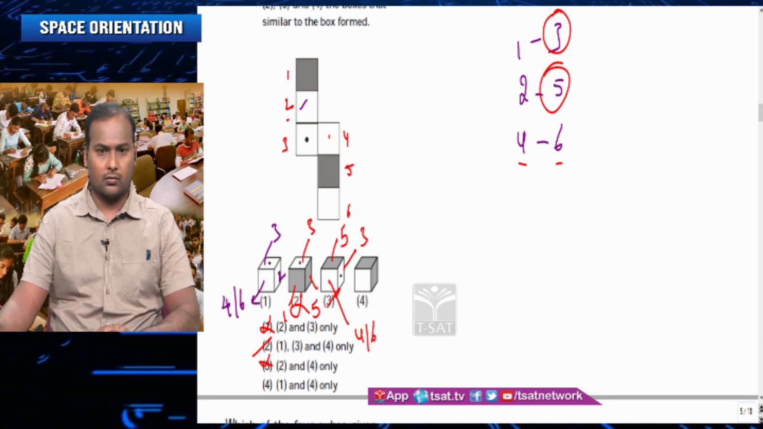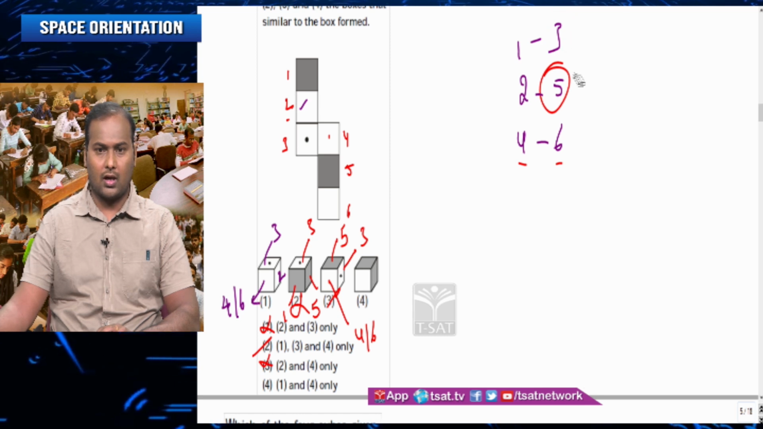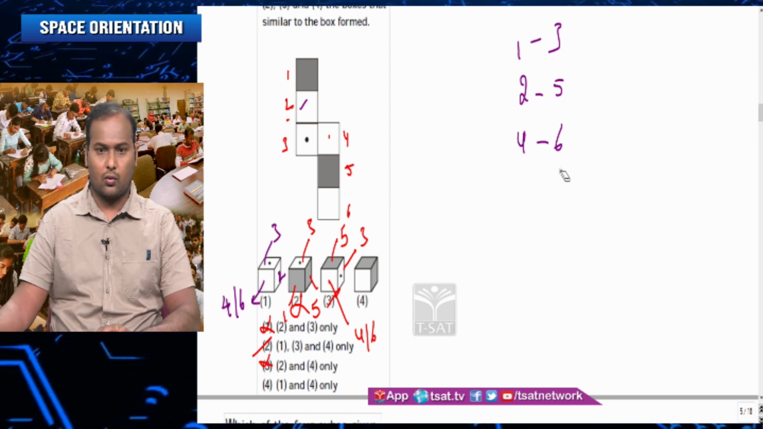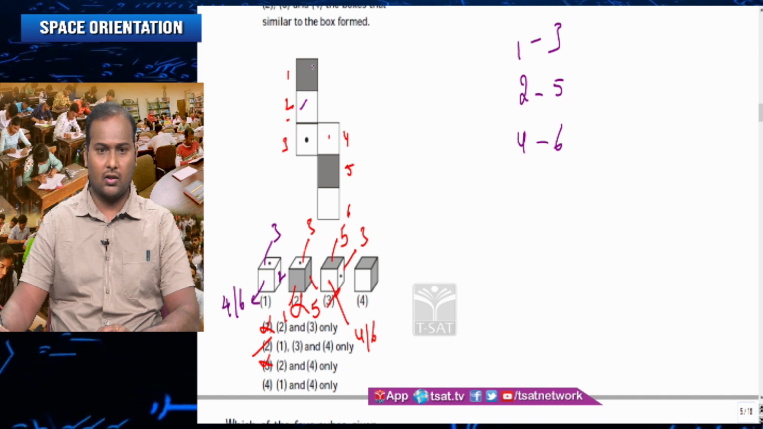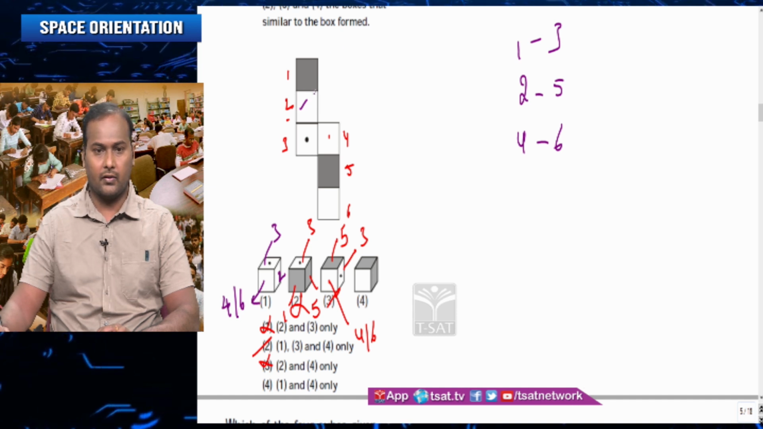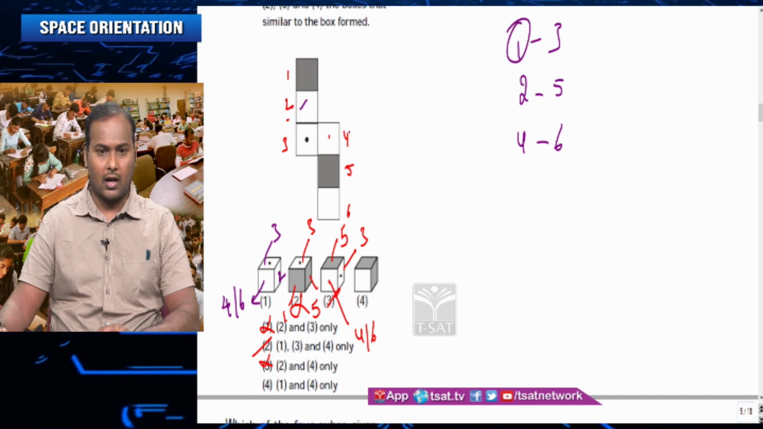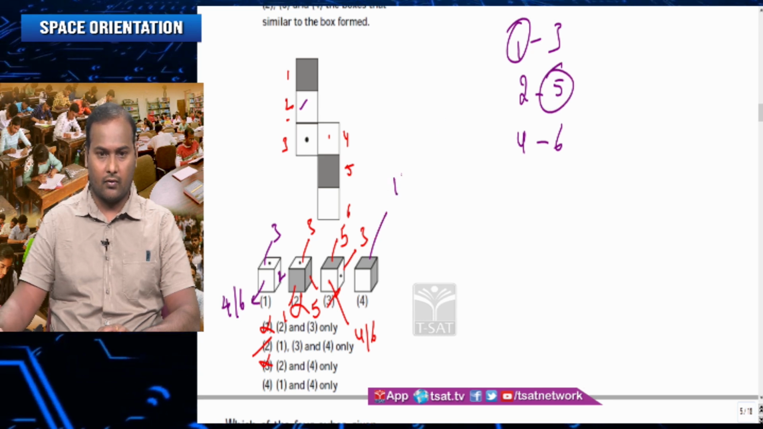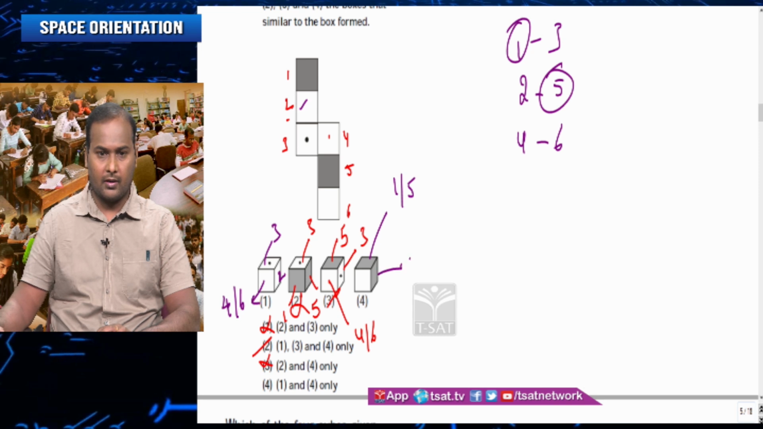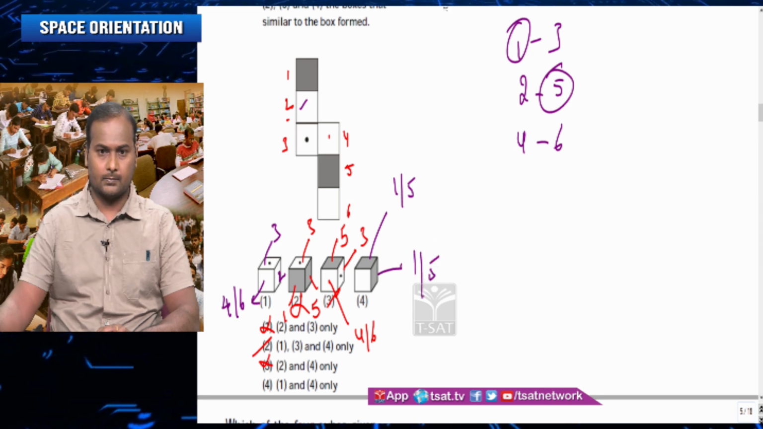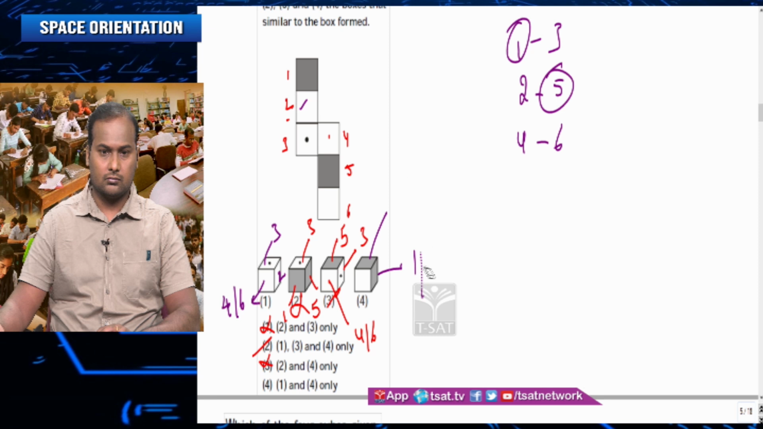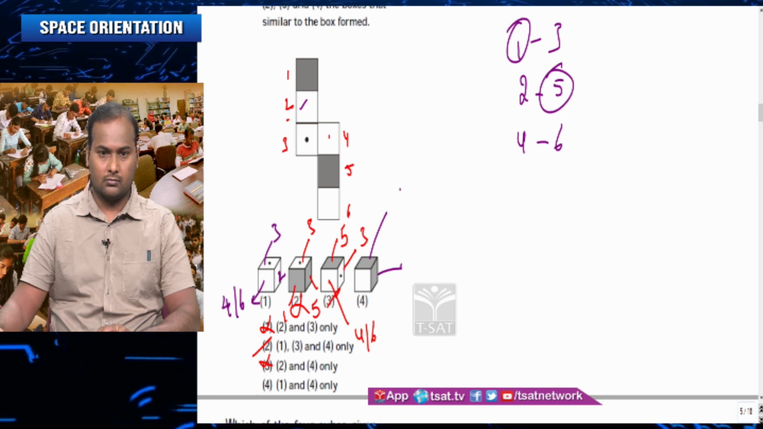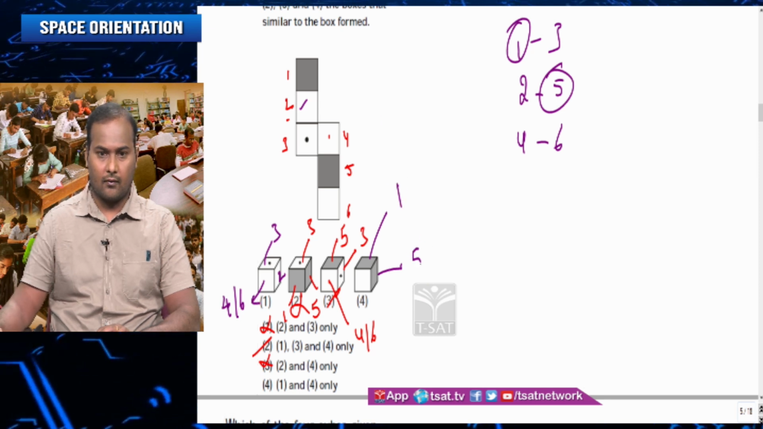In option 4, you have 2 dark faces, right? So once you have 2 dark faces, what are the dark faces that are given in the open figure? That is 1 and 5. So this will become either 1 or 5. If I write one side as 1, the other will become 5.